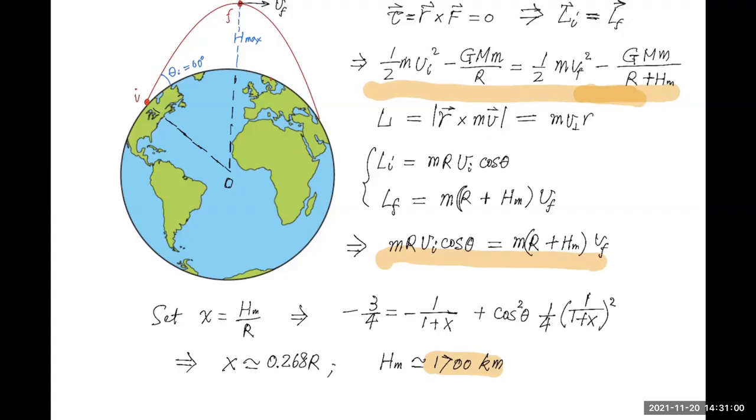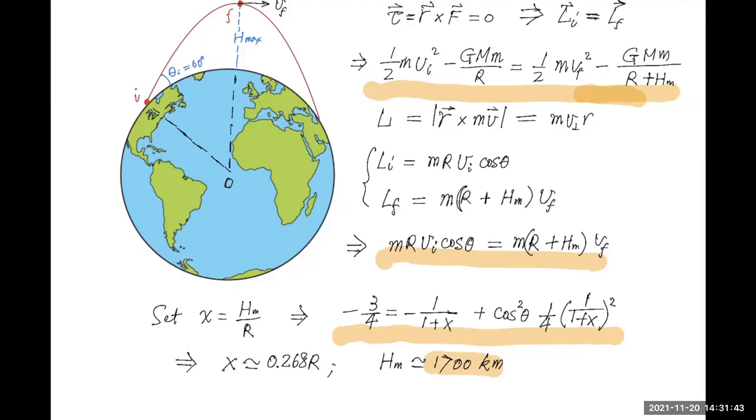Now, to simplify this equation, we can set x as h maximum over r, a new variable x. And then you will find x satisfies this equation right here. This is the quadratic equation for x, and you can go ahead and solve that. Theta equals 60 degrees, so cosine squared theta equals 1/2. So you finish all that, you find that x equals roughly 0.268 times the radius of the Earth, and that'll give you the h maximum in our new case of about 1,700 kilometers.